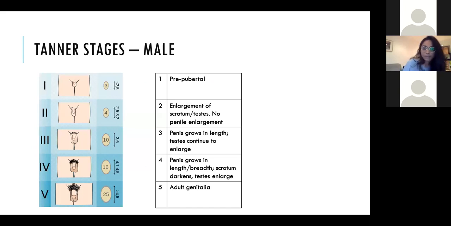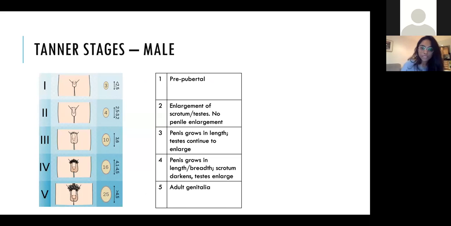Similar to the one for female, stage 1 means no puberty, okay? So don't be tricked by that. Stage 2 is when there's enlargement of the scrotum and the testes, but there's no enlargement of the penis in this stage. And the testicular size has to be 4 mL or more, okay? And again, you need to examine, it can't just be inspection. Stage 3 is basically stage 2, but also enlargement of the penis. And then stage 4 is stage 3 plus darkening of the scrotum. And then 5 is adult genitalia.